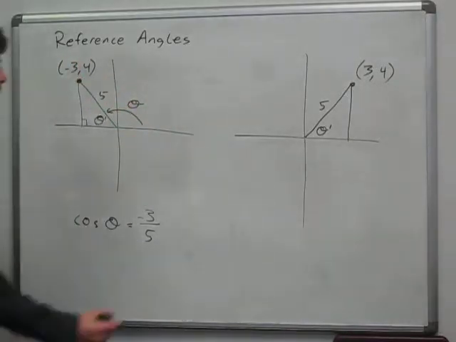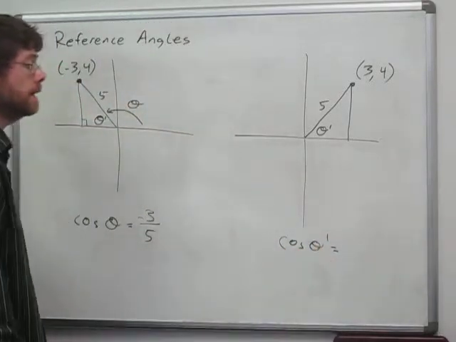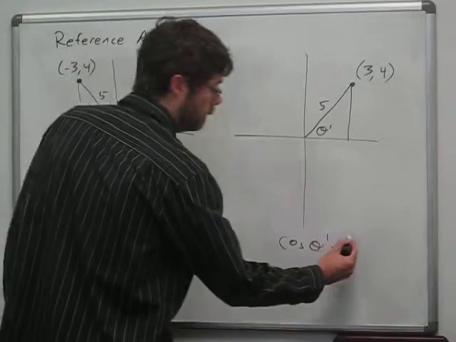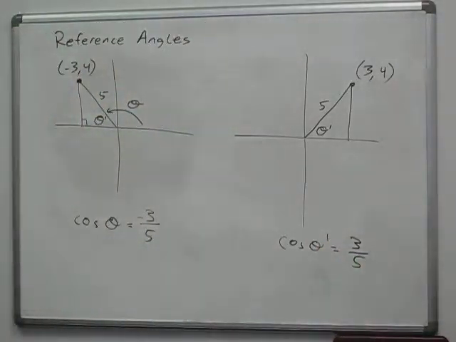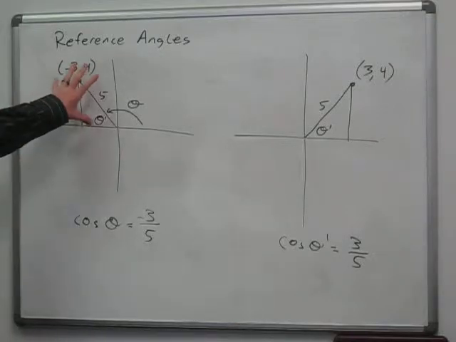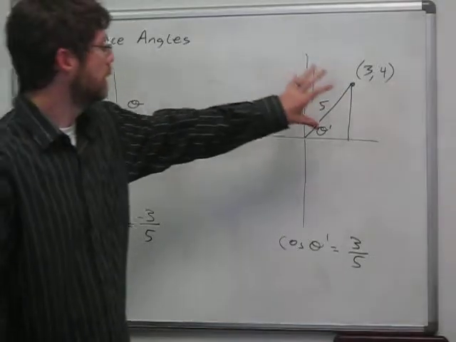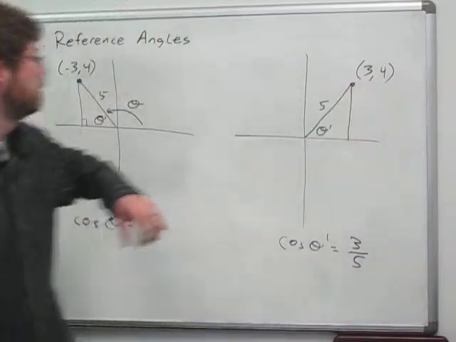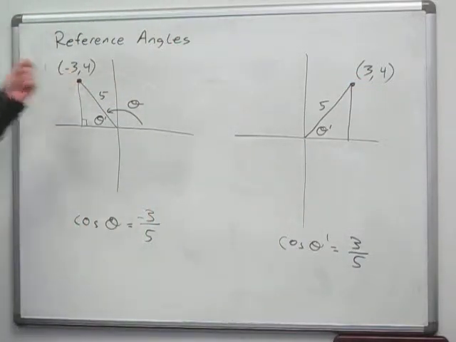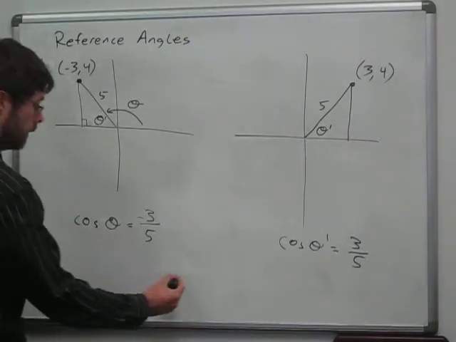So cosine of my reference angle is 3/5. So I know that any triangle in quadrant 2 can be looked at in terms of a triangle in quadrant 1 if I just think about making the x-coordinate negative whenever I need it. And we definitely need it for cosine.